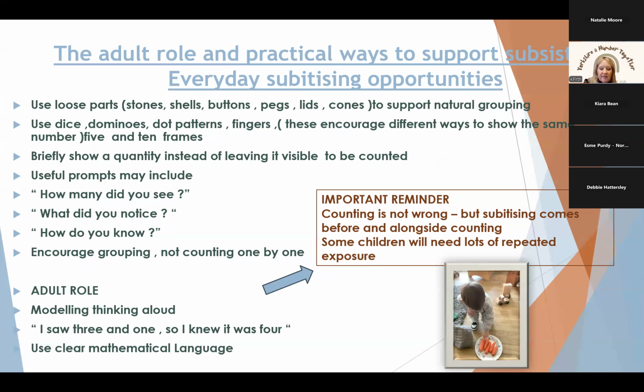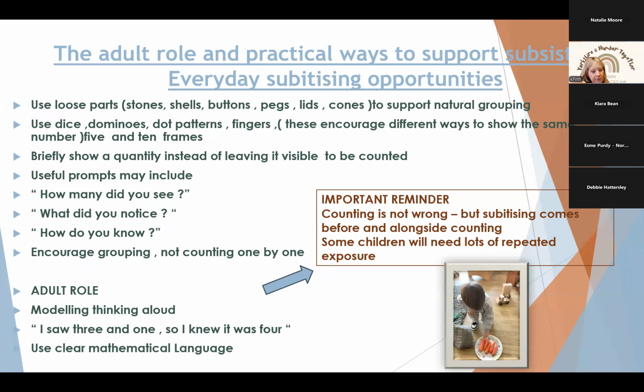Briefly, you can show quantity instead of leaving it visible to be counted. So you're subitizing, you've got two buttons, two there, take them away. You've got two, put them back, you've got three, change them, challenging the child, interacting, modeling again. Useful prompts that we do try to say: how many did you see? What did you notice? How do you know? Encouraging that critical thinking in a little child's brain, just to get that thinking going, problem solving, deciding, exploring, experimenting.